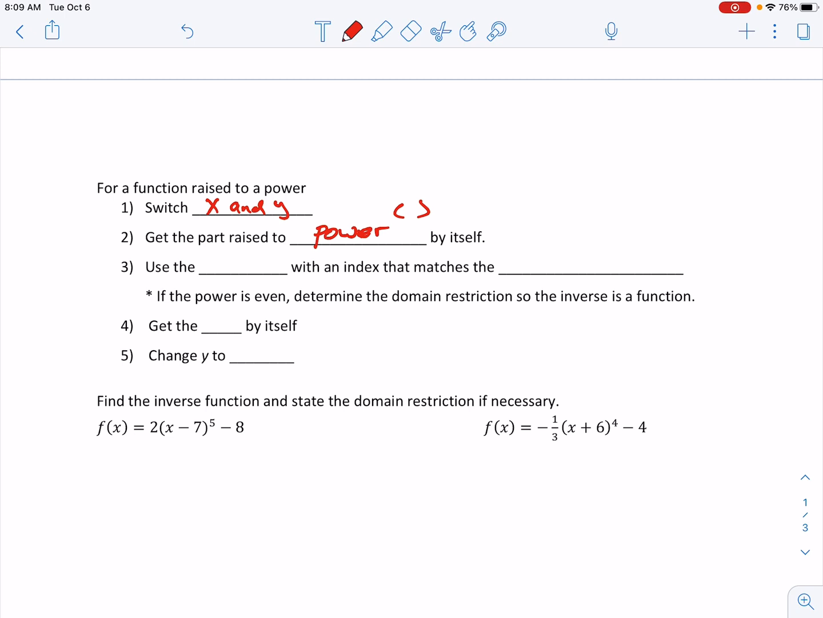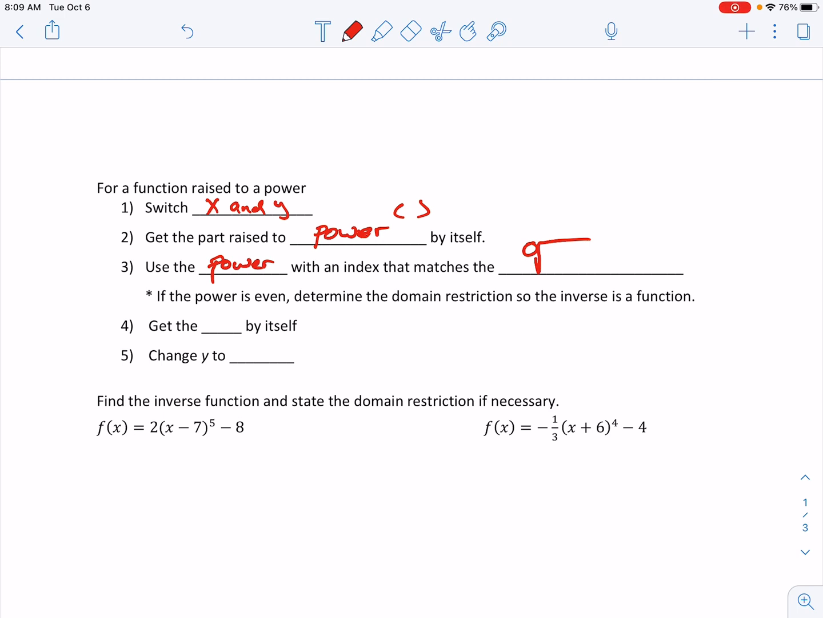Use the radical with the index that matches, whatever number's in front. That's the power we're going to do. Wow, having trouble this morning. So we're going to take the power and use the radical with the appropriate index. If it's to the fifth power, we're going to use a fifth root. If it's to the fourth power, you're going to use the fourth root.